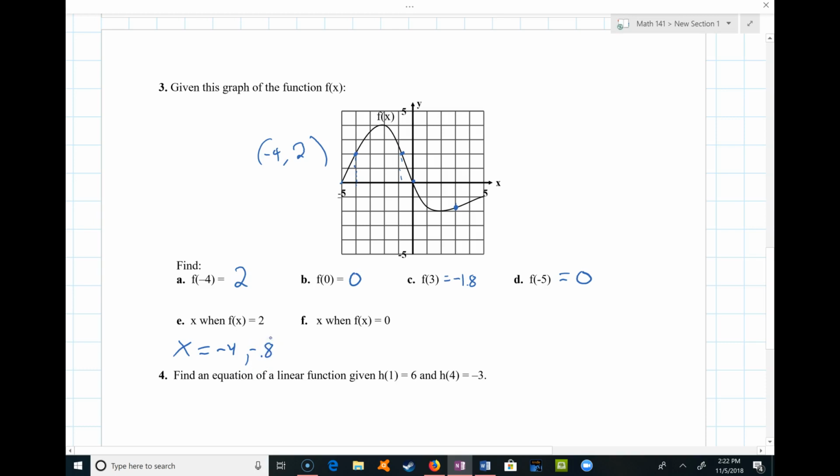And then finally, x when f of x equals 0, so that we've already hit one of those, that one and that one. So x would be equal to -5 or 0 when y is 0.